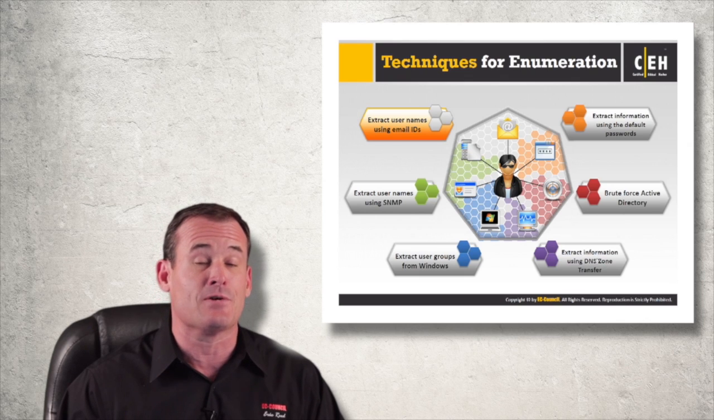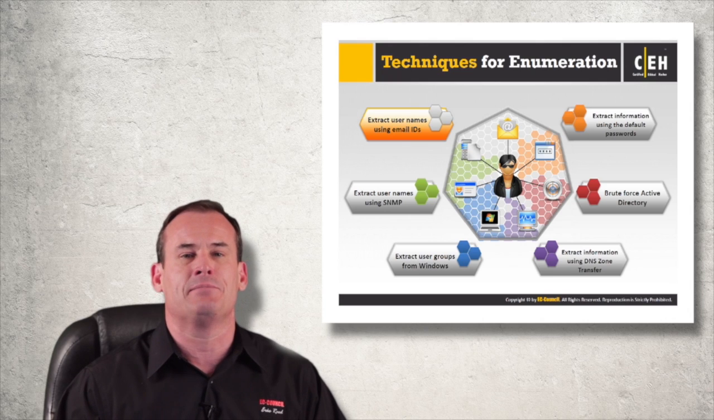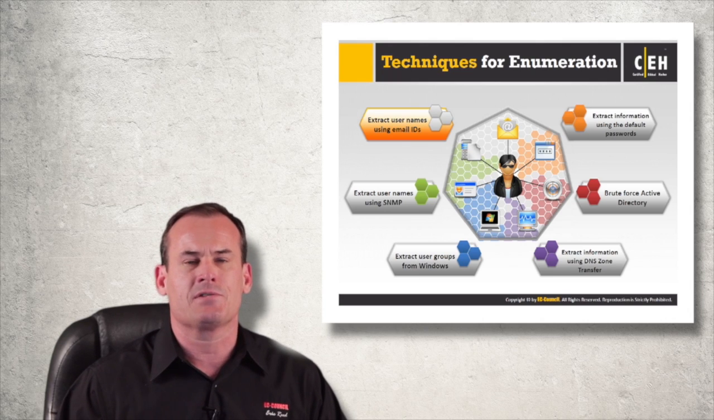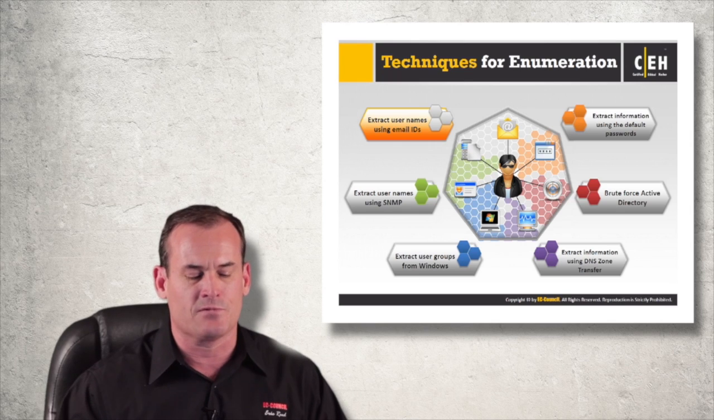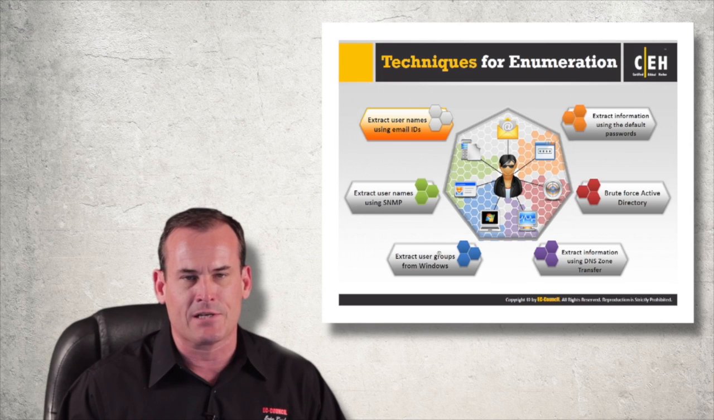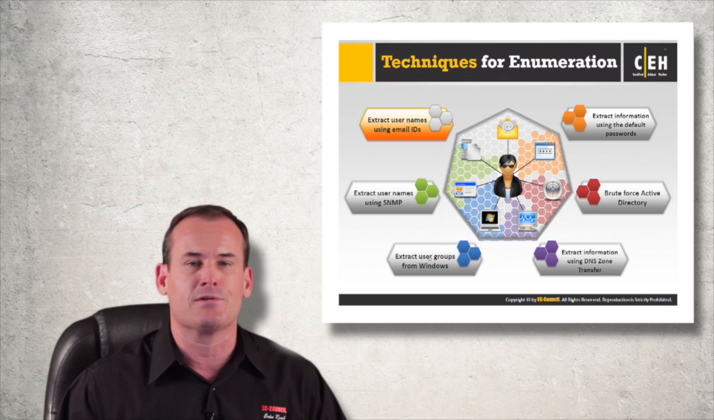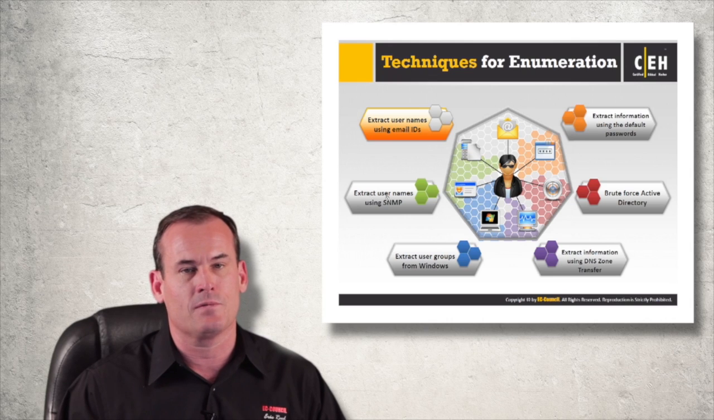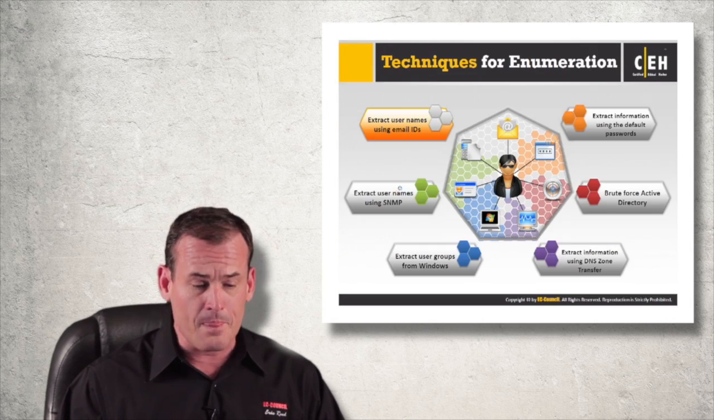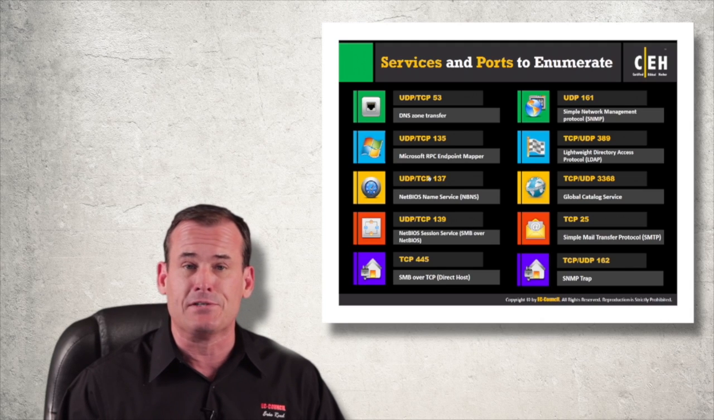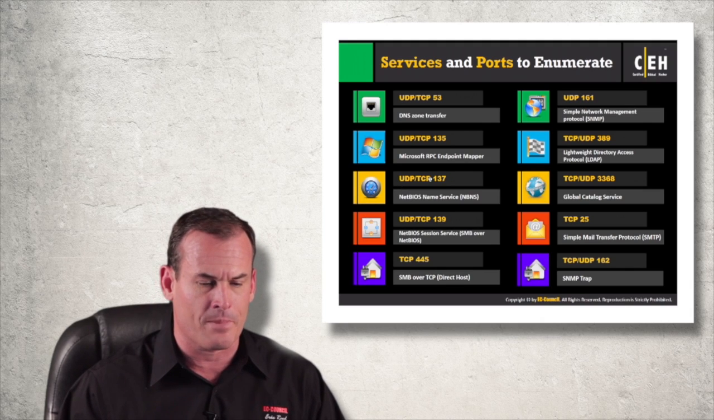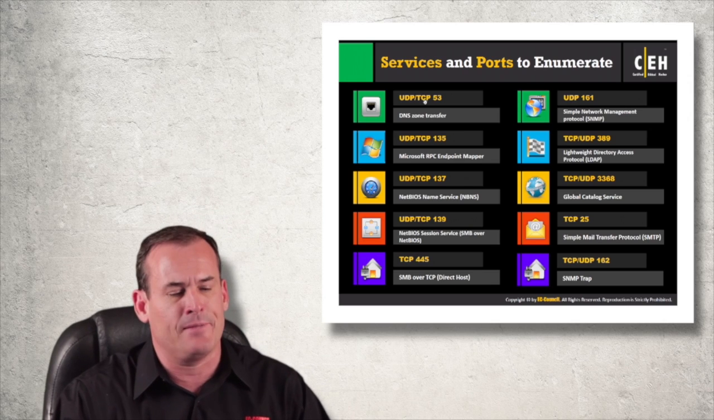Extracting information using DNS zone transfer. We've already looked at the DNS zone transfer as a possibility under NSLOOKUP. You can also do zone transfers with different utilities as well, but quite often, more often than not, that's going to be blocked. Extracting user groups from Windows. Extracting user accounts from Windows, the groups they belong to can indicate different levels of access. Extracting usernames using SNMP. So we'll use Simple Network Management Protocol to do some enumeration as well. And that's going to grab some of the information we've already seen with other utilities like listening ports and so forth.